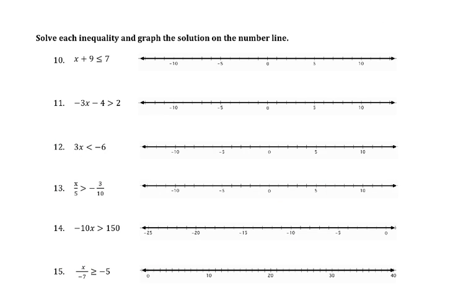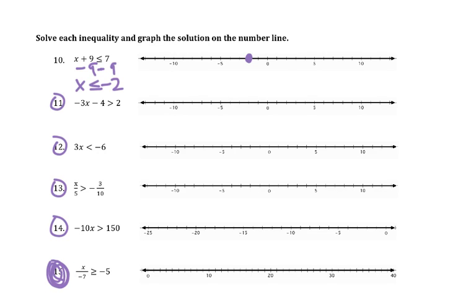Alright, now let's solve these and graph them on the number line. So subtract 9 from both sides, and I get x is less than or equal to negative 2. So negative 2, it's got an equal to, so it's filled in. Remember, if it has an equal to, that one will be filled in, all the rest will be hollow.